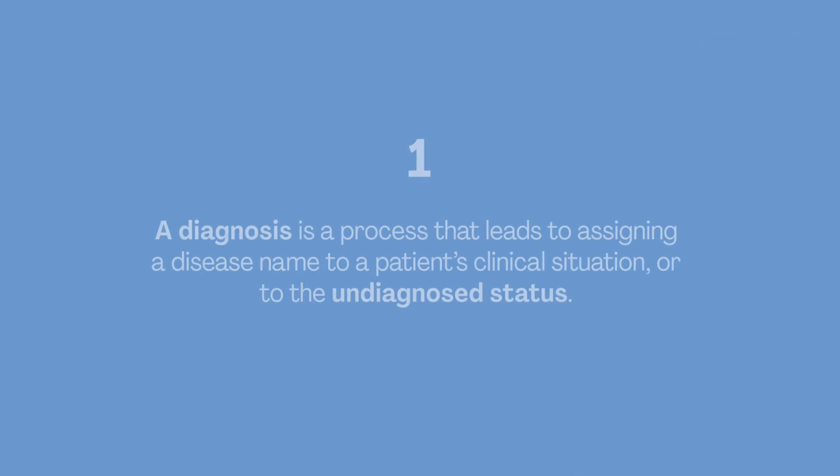The comparable epidemiological statistics in EU countries will be a powerful tool to highlight the needs of patients, clinicians, and researchers in the field. In the framework of the RD project, a set of definitions were agreed upon by a dedicated expert group. Number 1. A diagnosis is a process that leads to assigning a disease name to a patient's clinical situation, or to the undiagnosed status.